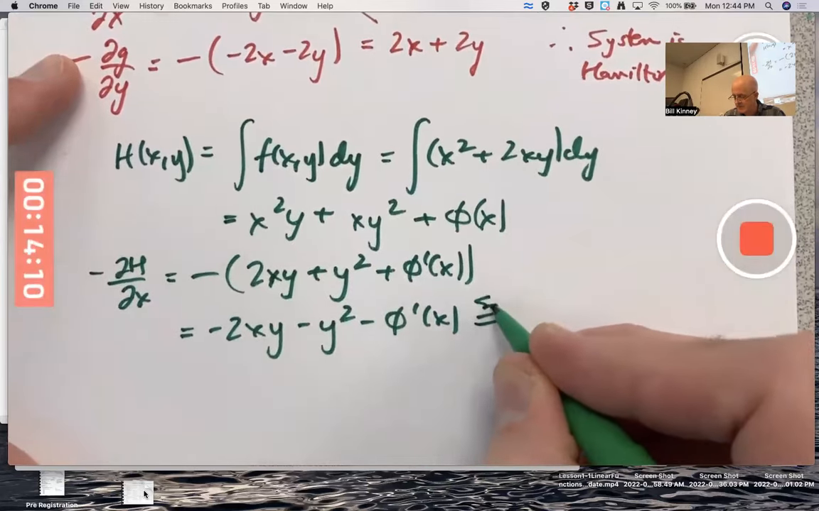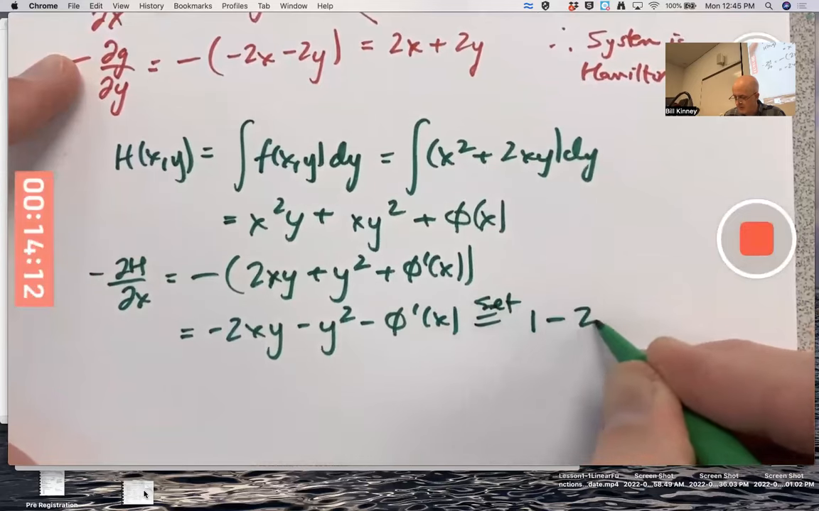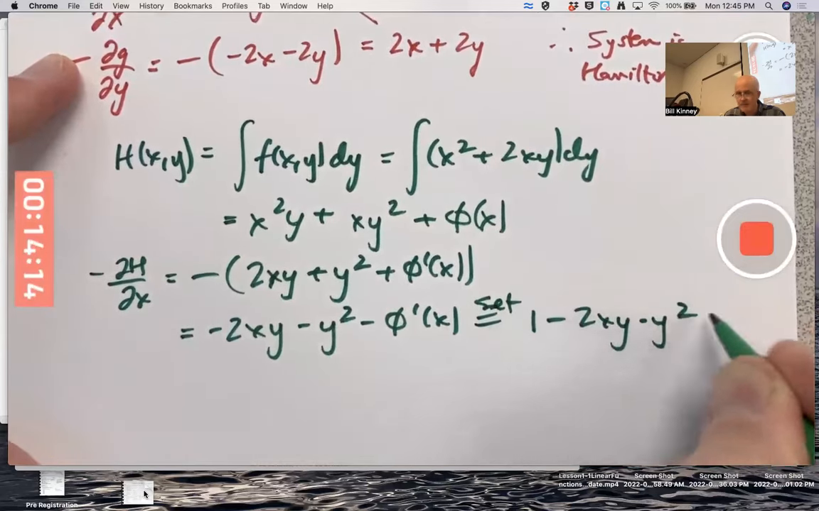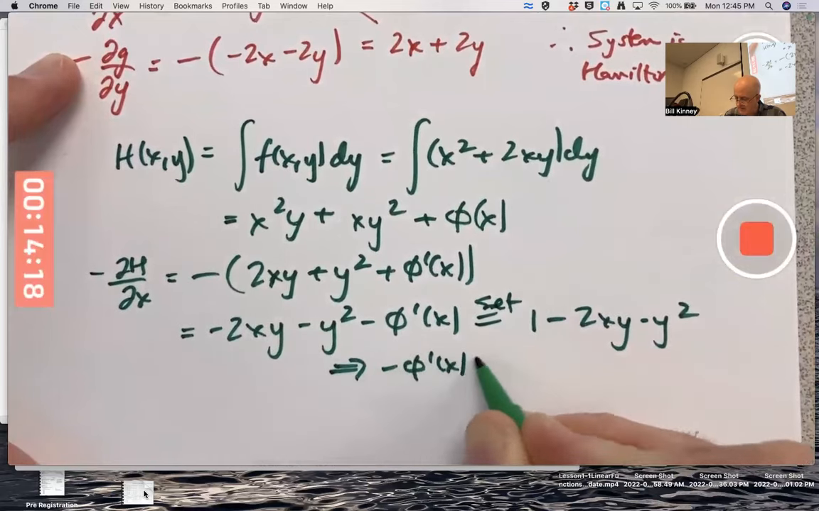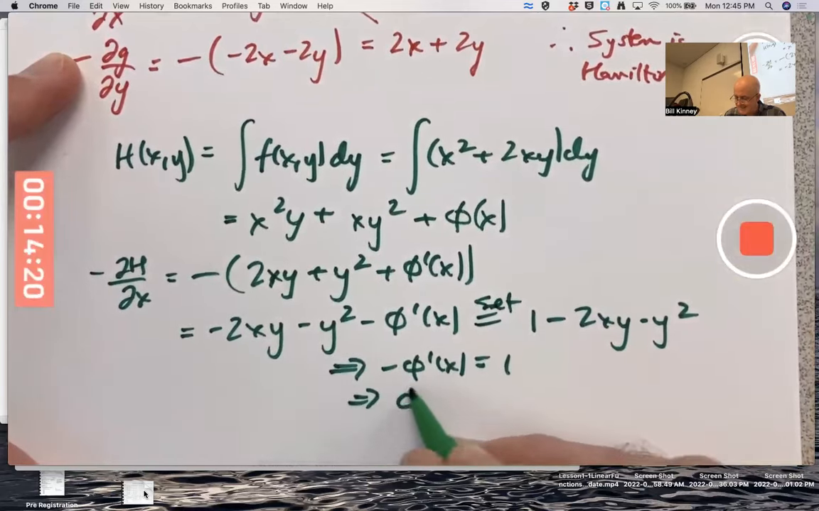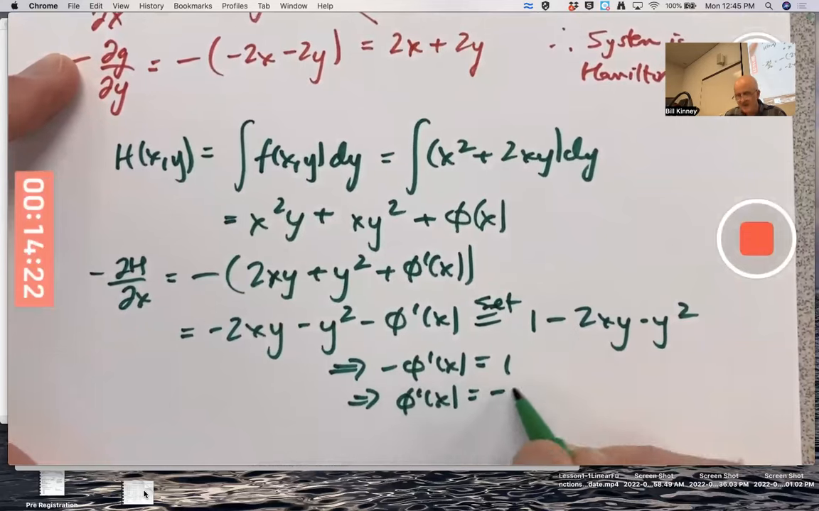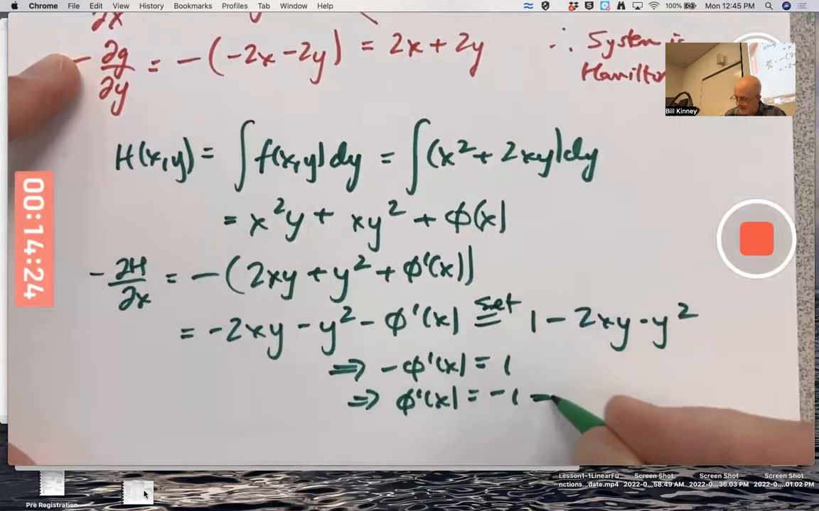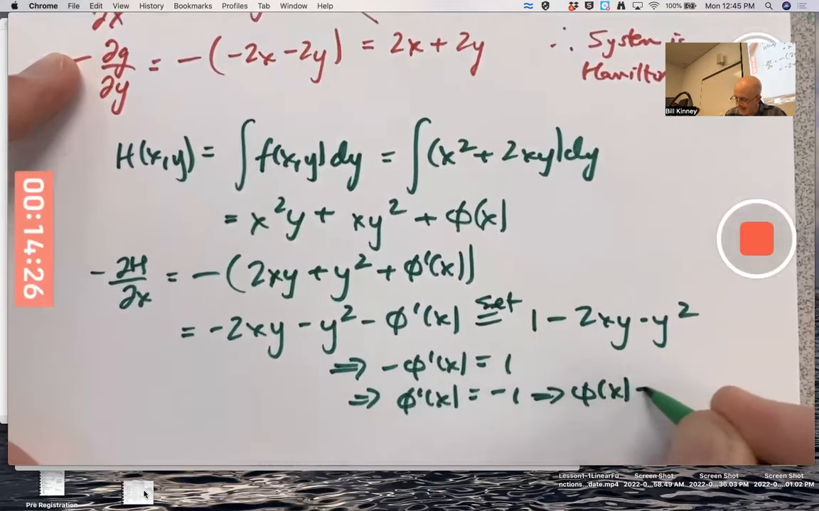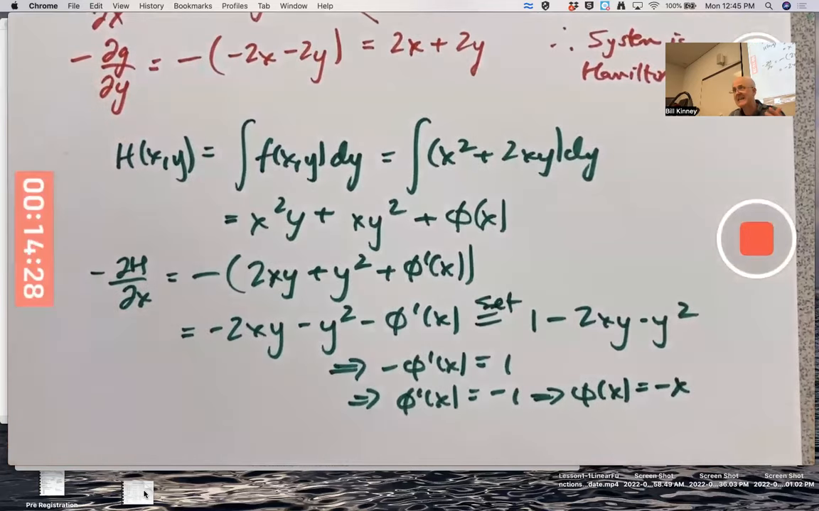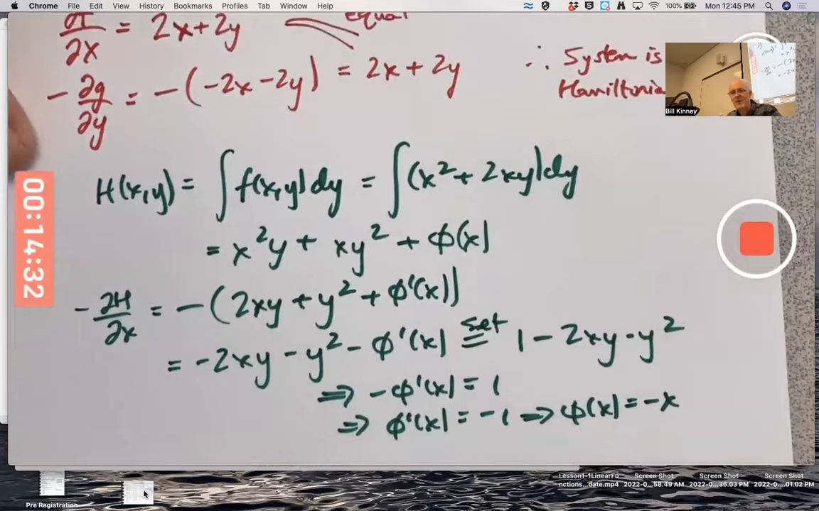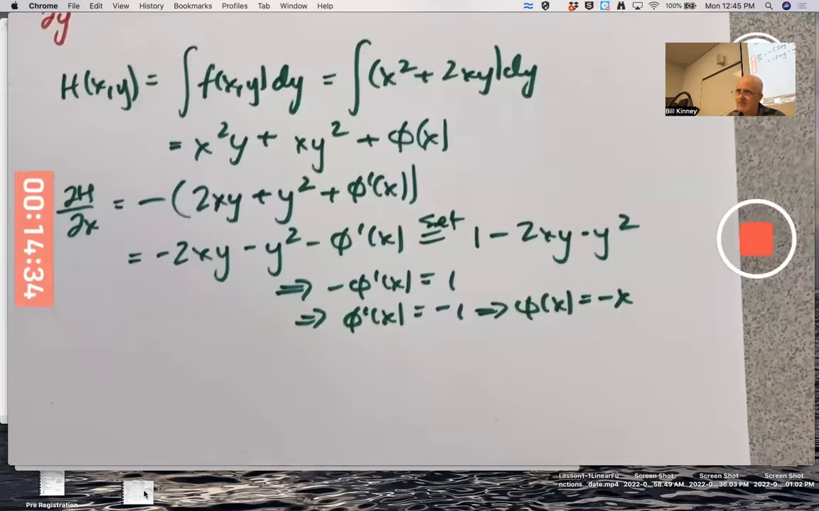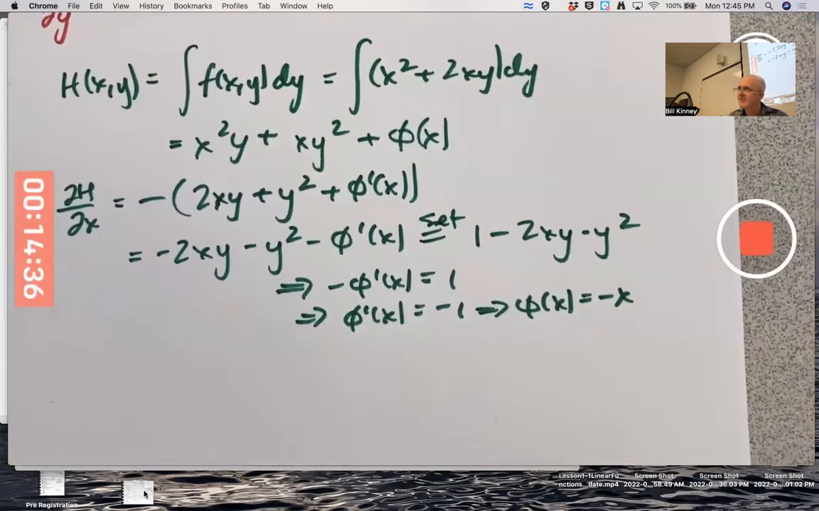Set this equal to 1 minus 2xy minus y squared. So negative phi prime of x is 1. So phi prime of x itself is negative 1. Integrate again to find phi of x. Get negative x plus c, and you really could call it a c now. But you can always take the c to be 0. We don't really care what c is.